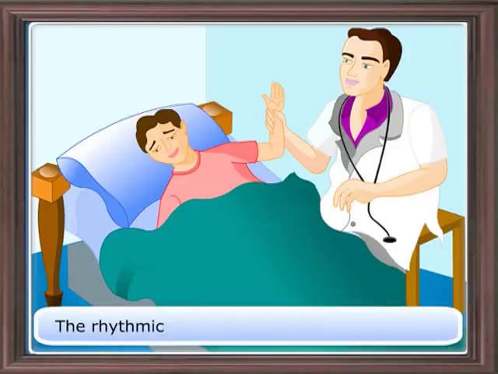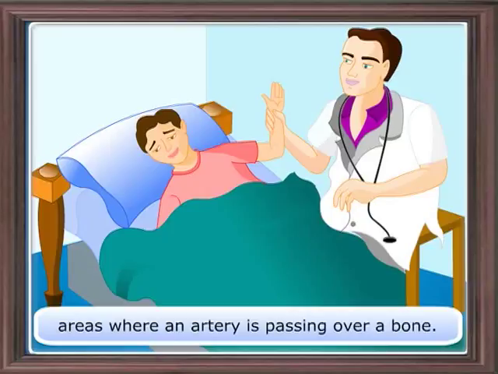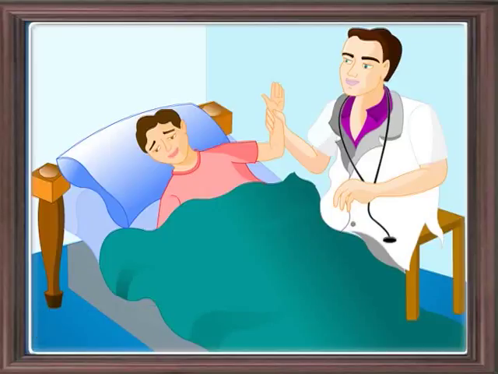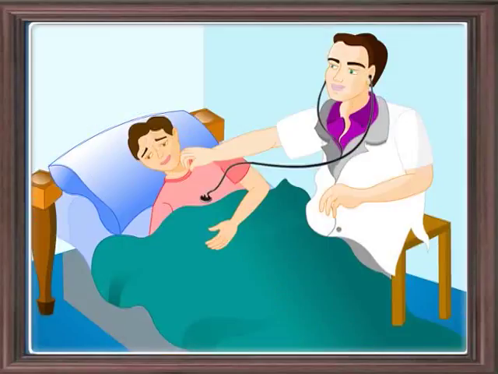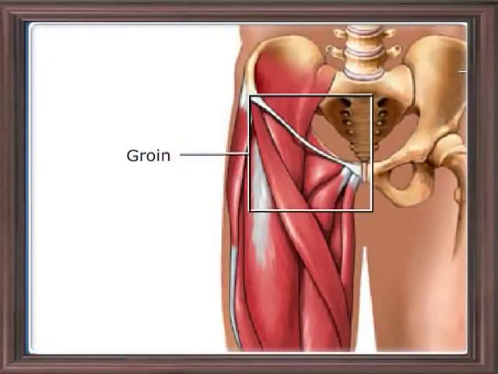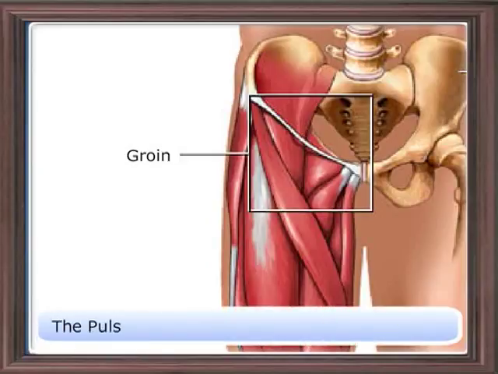The rhythmic contraction of the heart is felt in areas where an artery is passing over a bone. This is called pulse and it can be felt in the wrist, left side of neck and in the groin. The pulse rate is equal to the rate of heartbeat.